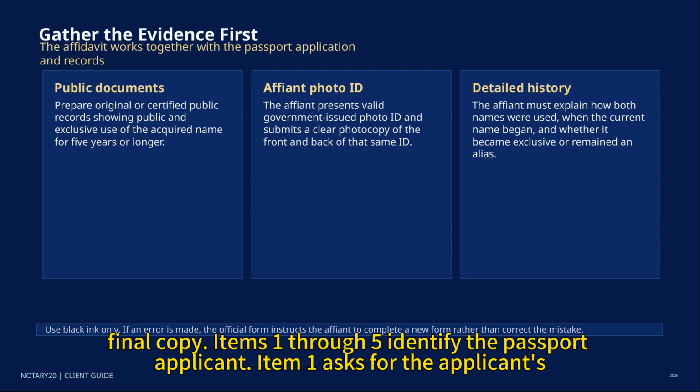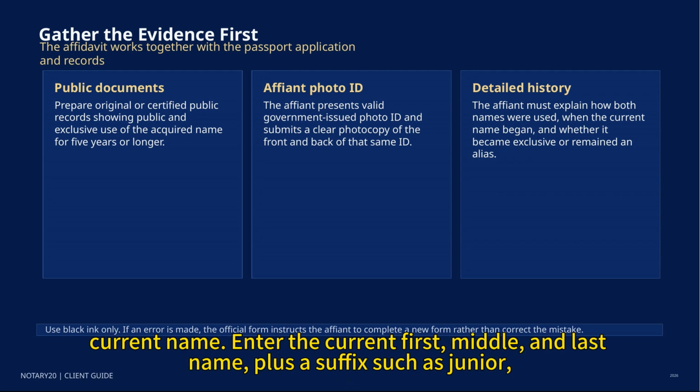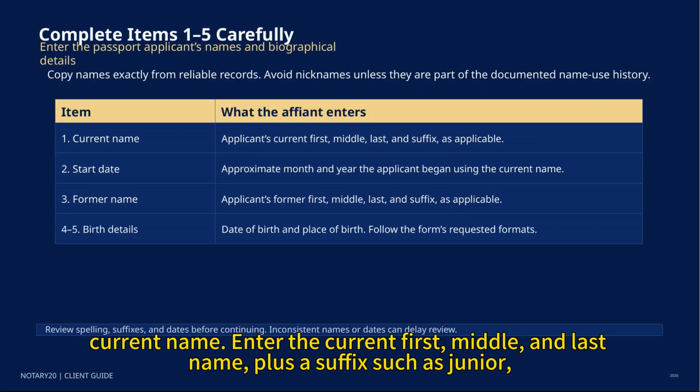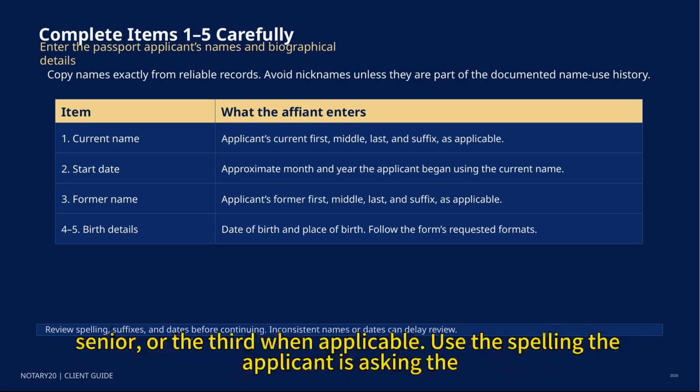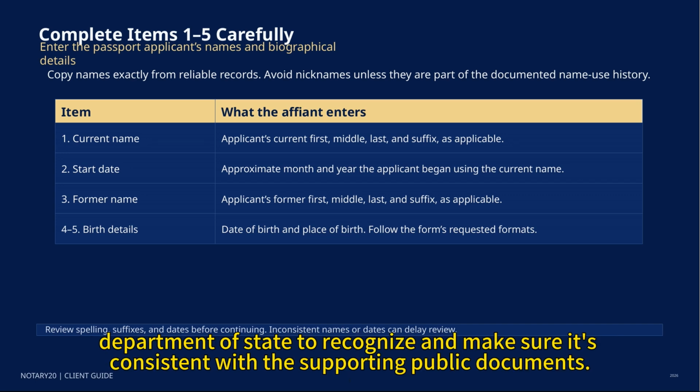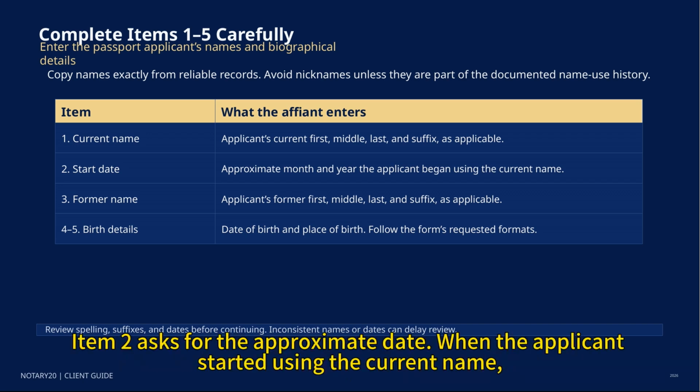Items 1 through 5 identify the passport applicant. Item 1 asks for the applicant's current name. Enter the current first, middle, and last name, plus a suffix such as junior, senior, or the third when applicable. Use the spelling the applicant is asking the Department of State to recognize, and make sure it's consistent with the supporting public documents. Item 2 asks for the approximate date when the applicant started using the current name.